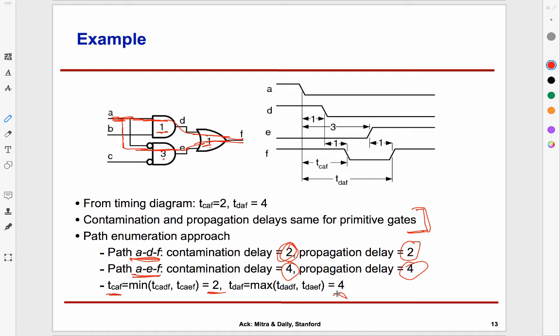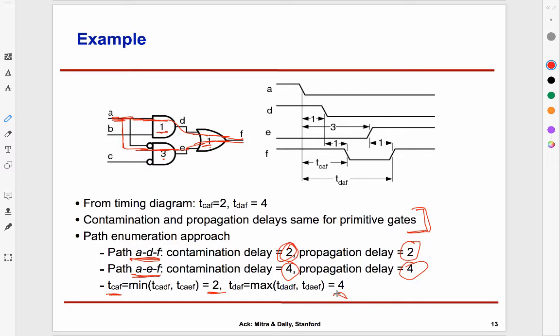And in essence, what it is saying is the following: A can affect F through two different paths. When A changes, the earliest it can affect F is the shorter of the two paths. And then when A settles, the latest F can settle is the longer of the two paths. So that's really the effect that we are seeing here.